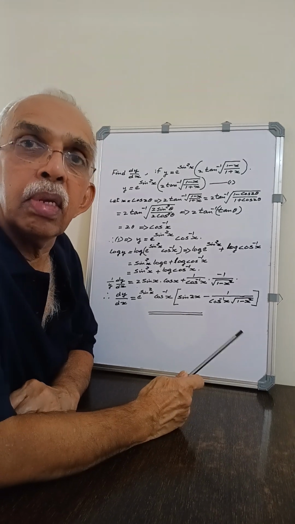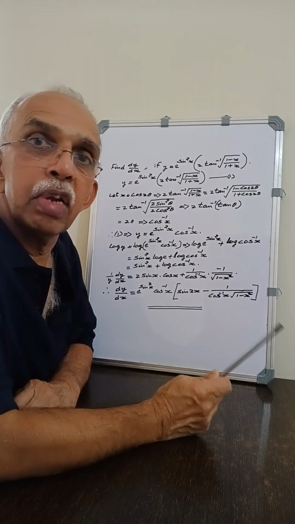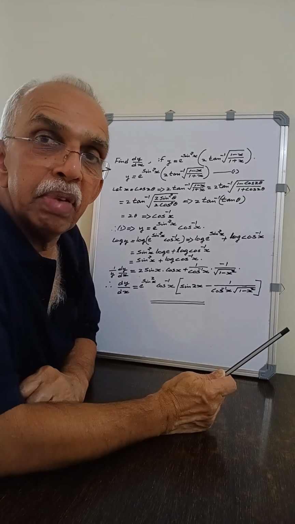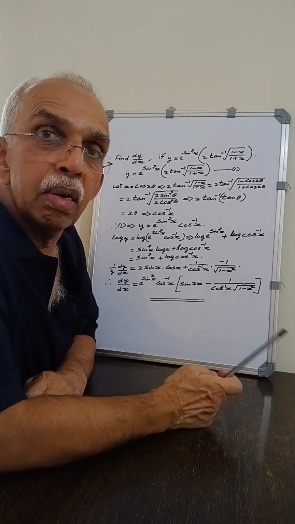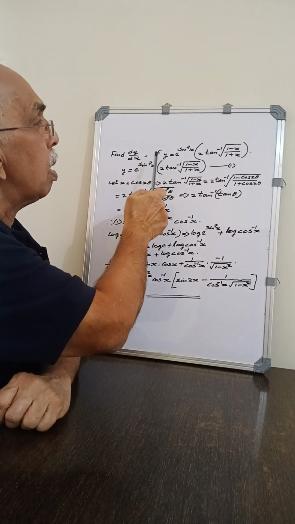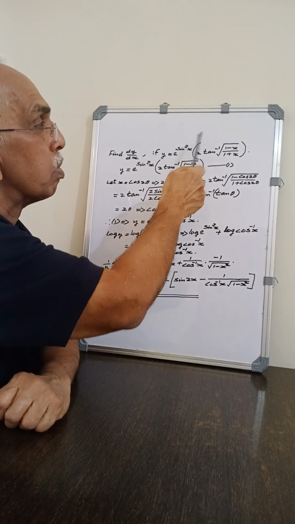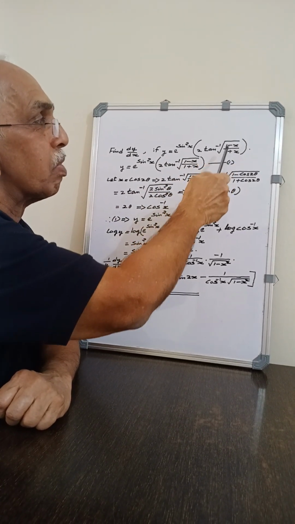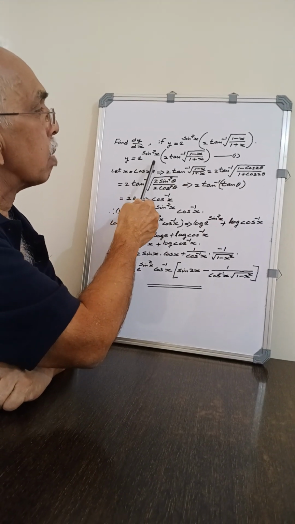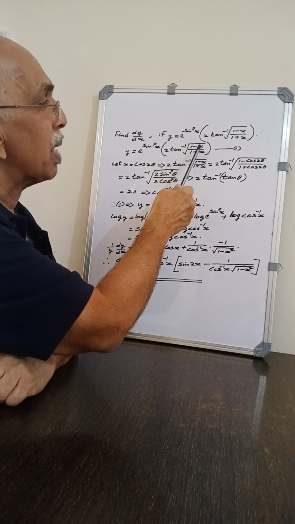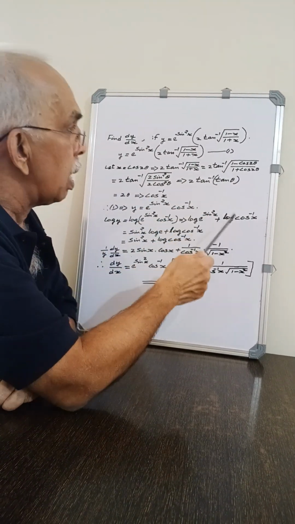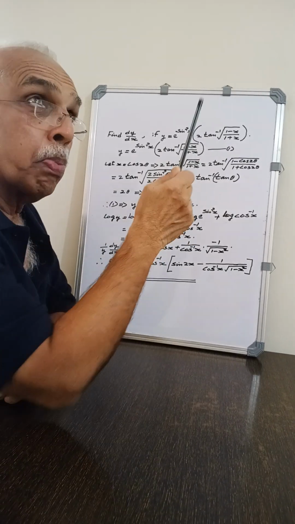Here we are discussing inverse trigonometric functions and their differentiation. Here is a question which is linked with logarithmic differentiation also. Therefore, find dy by dx if y equals e raised to sine squared x into 2 tan inverse root of (1 minus x by 1 plus x). This is considered to be the first equation.